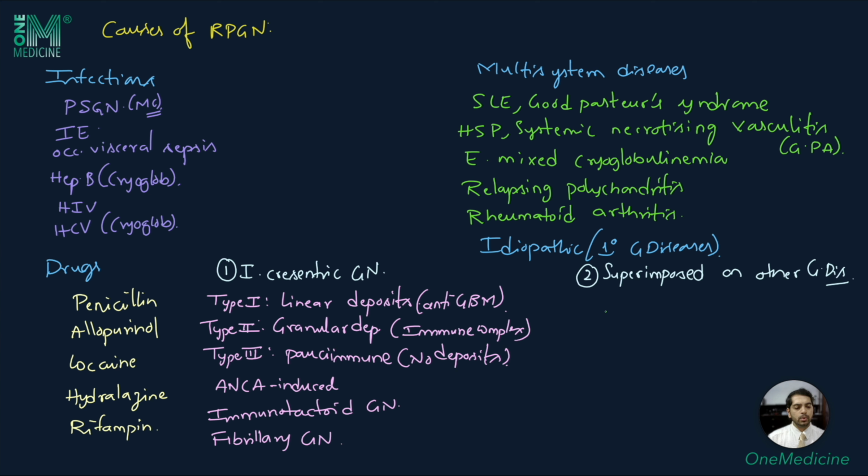The ones that are superimposed on other primary glomerulonephritis include mesangiocapillary glomerulonephritis, membranous glomerulonephritis, and even IgA nephropathy or Buerger's disease.